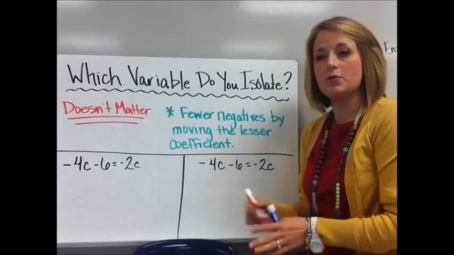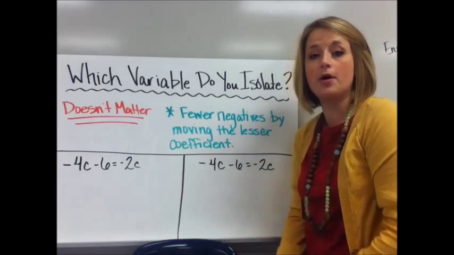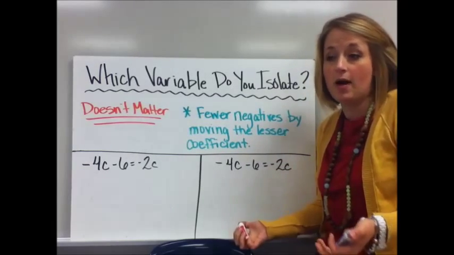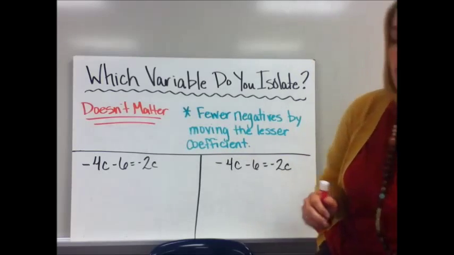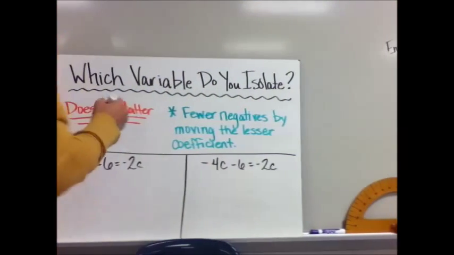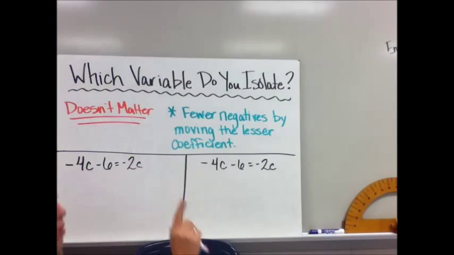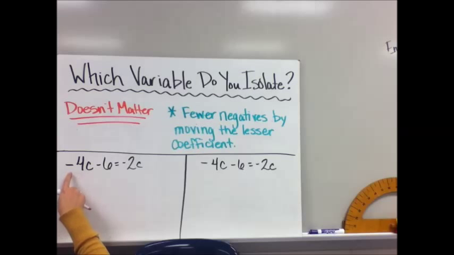It's not like that's the only way to do it. It's like cross-simplifying when we're multiplying fractions. You don't have to do it that way, but it does make things easier, and I think students want to know the easier way. So I'm going to show you the same equation worked 2 different ways. If I chose to move the negative 4c first, I would add 4c to both sides.